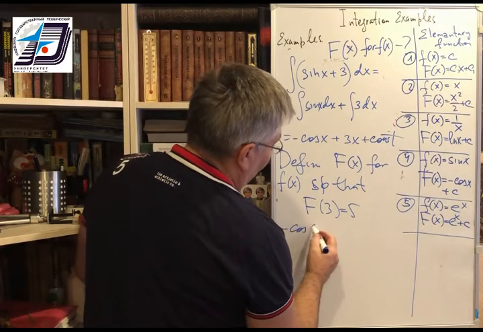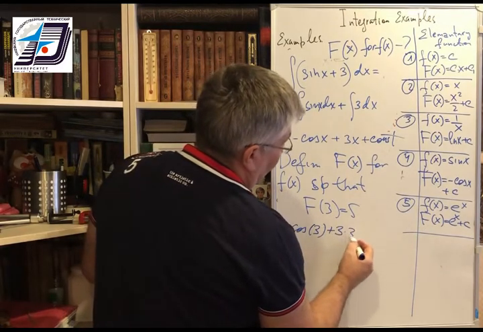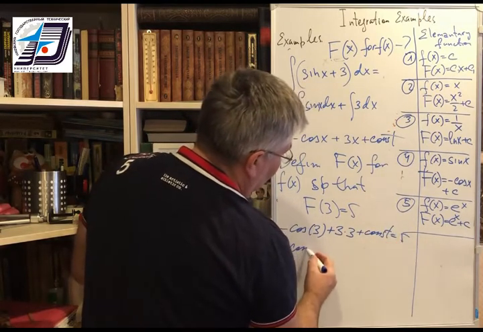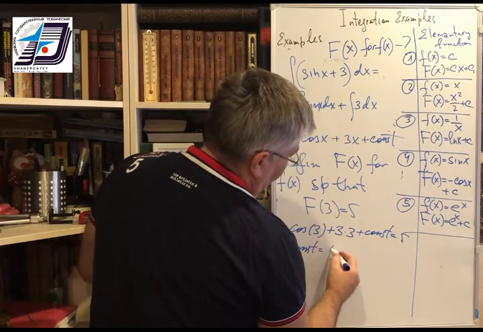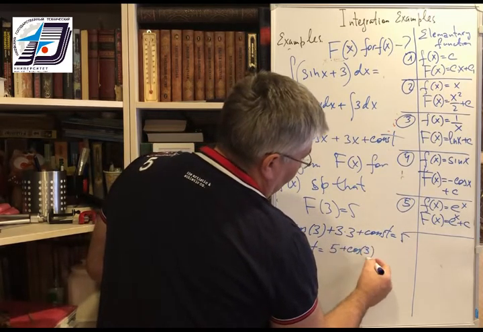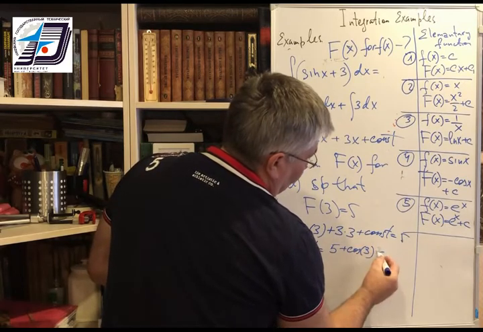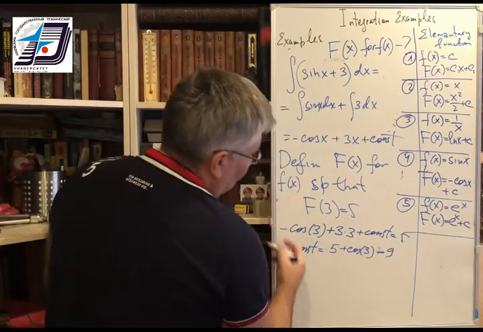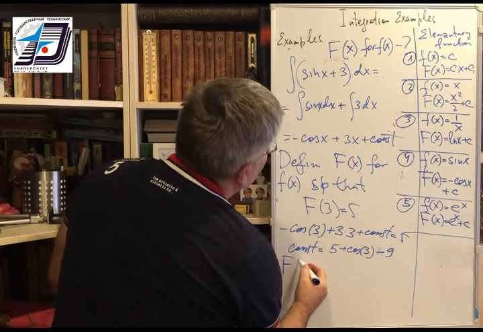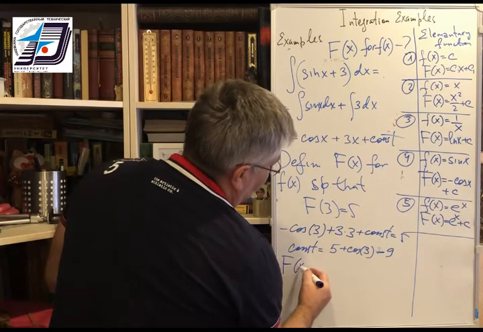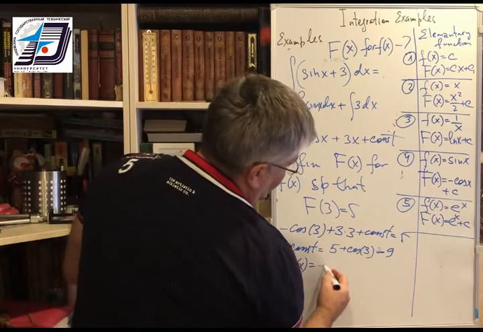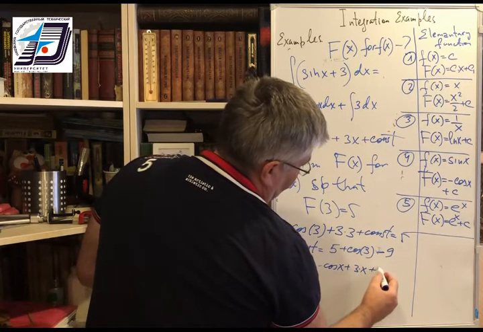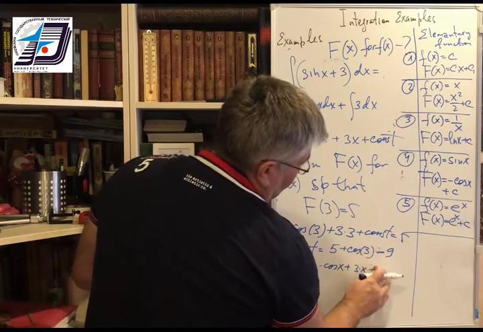So I can do it. Minus cosine of 3 plus 3 times 3 plus constant equals 5. So the constant equals 5 plus cosine of 3 minus 9. So the final view of this antiderivative for this particular condition is f of x equals minus cosine x plus 3x plus 5 plus cosine of 3 minus 9.